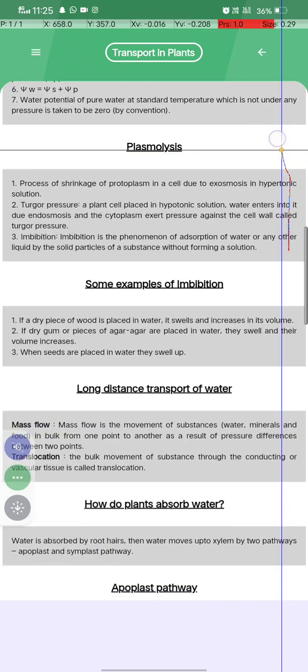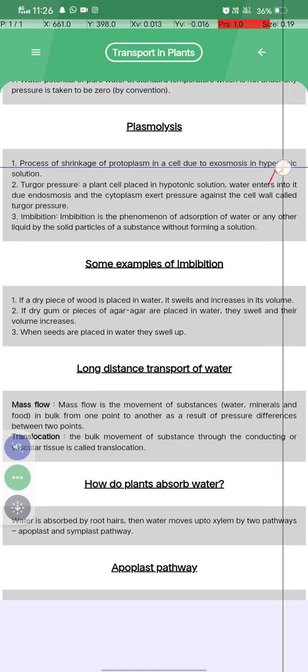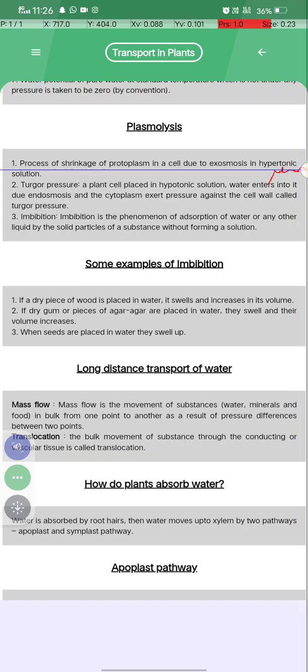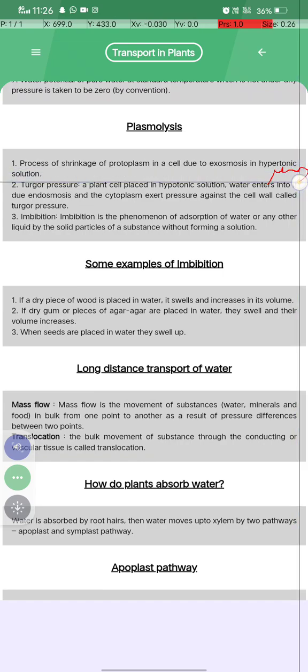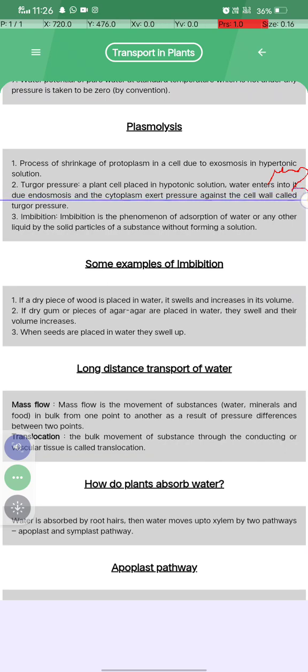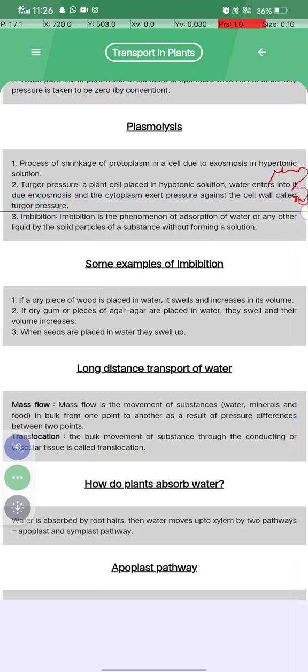Plasmolysis क्या होता है? The process of shrinkage of protoplasm in a cell due to exosmosis in a hypertonic solution. Turgor pressure: the plant cell in the hypotonic solution, water enters into the cell due to endosmosis, and the cytoplasm exerts pressure against the cell wall, called turgor pressure.